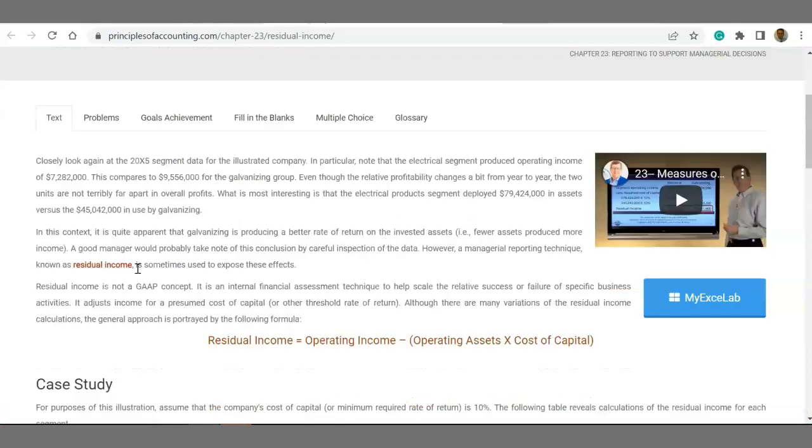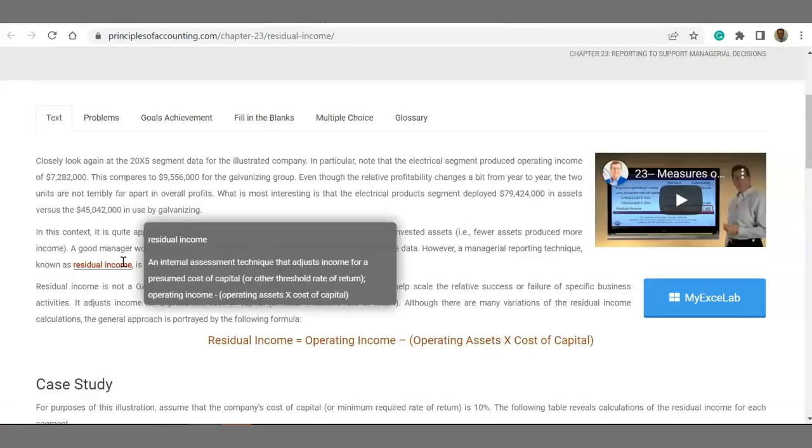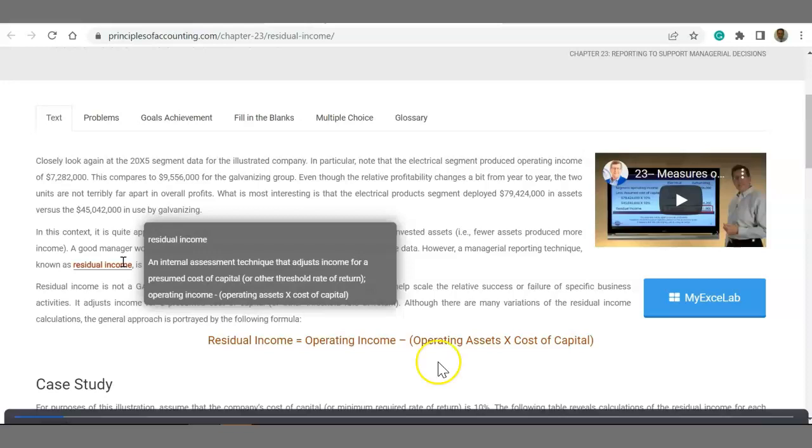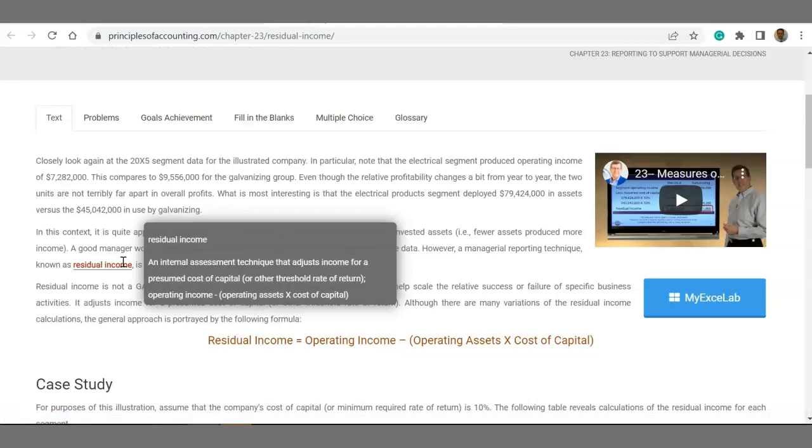Okay, what is residual income? It's an internal assessment technique that adjusts income for a presumed cost of capital or other threshold for rate of return. The residual income formula is operating income, from the daily business operation profit, minus whatever operating assets we have multiplied by cost of capital.